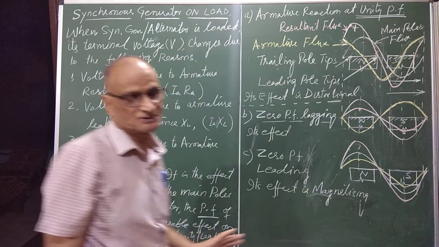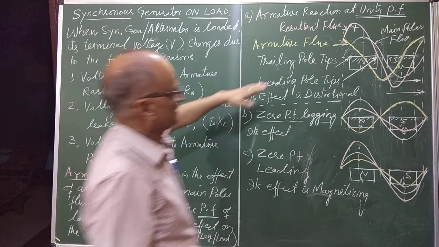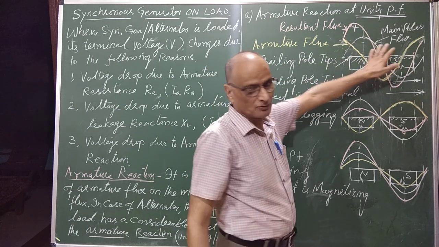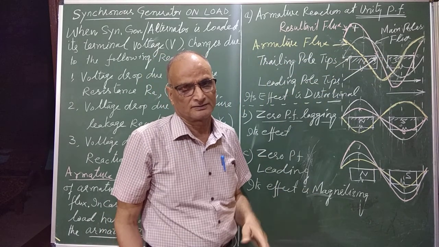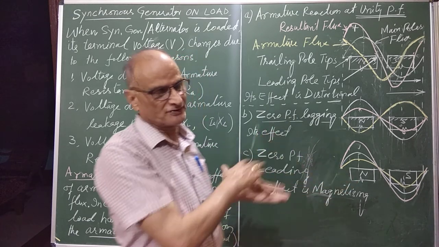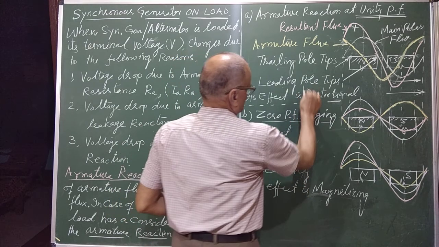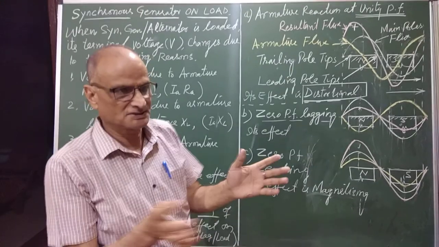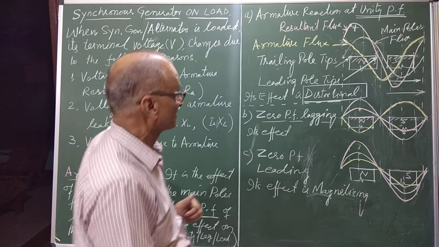So the effect of armature reaction is that the flux at the trailing pole tip is increased and at the leading pole tip is decreased. And this effect is called the distortion effect. The flux has been distorted, meaning the resultant value has been shifted to this side. So its effect is only distortion. Flux is not decreased, but it is distorted. Its maximum value has been shifted.